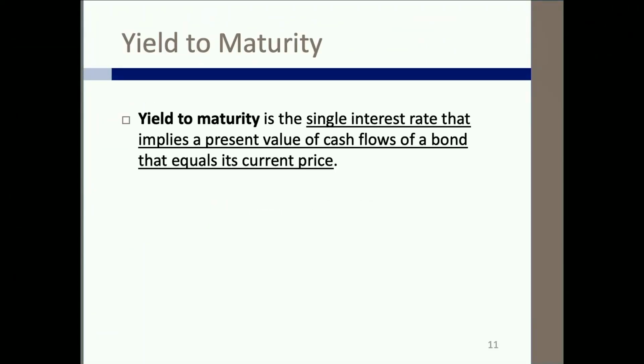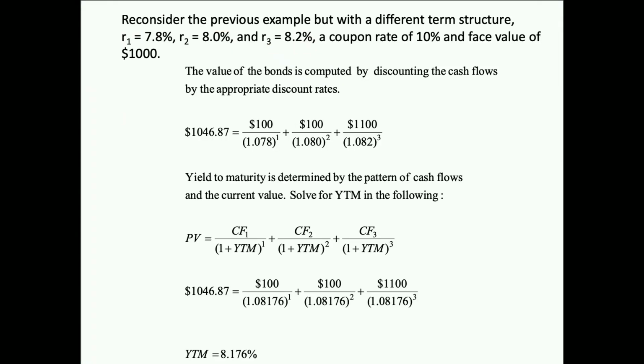So here's another really important definition, yield to maturity. A yield to maturity is the single interest rate that implies a present value of cash flows of a bond that equals its current price. It will make more sense in the context of an example. So let's take a look at one.